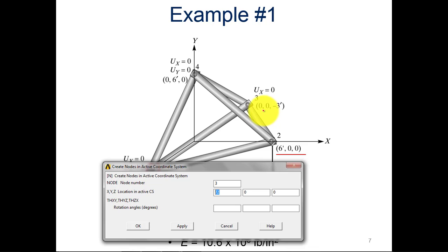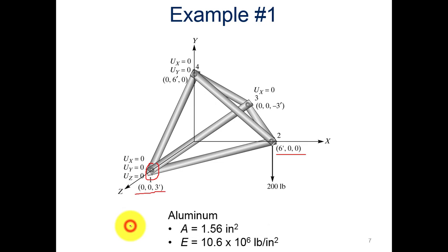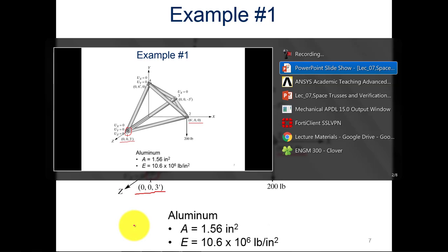So node 3, we're up here. We've got 0, 0, negative 3. So down here we'll do 0, 0, negative 3 feet, so negative 36 inches. Apply, and then node 4, we've got 0, 6, 0. So 0, 72 inches for 6 feet, and 0. And now we can click OK because that's the last one we're defining. So let's go back to our ANSYS.